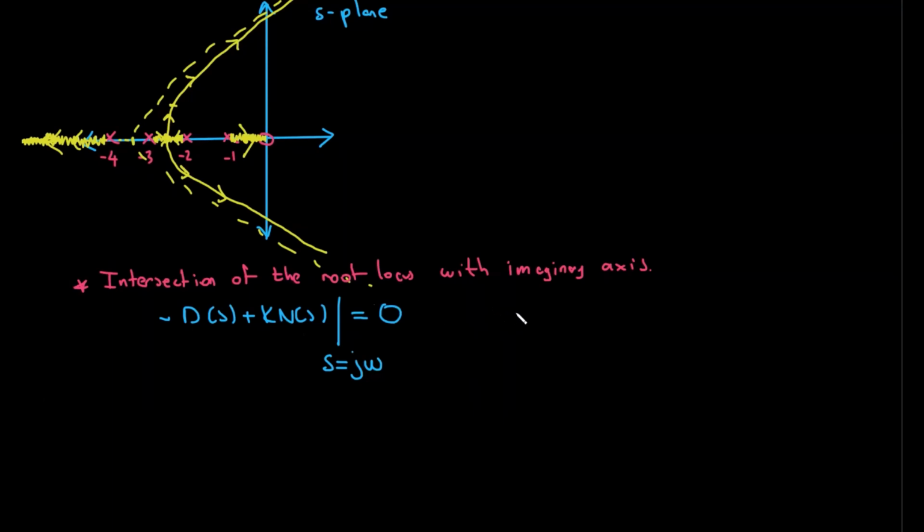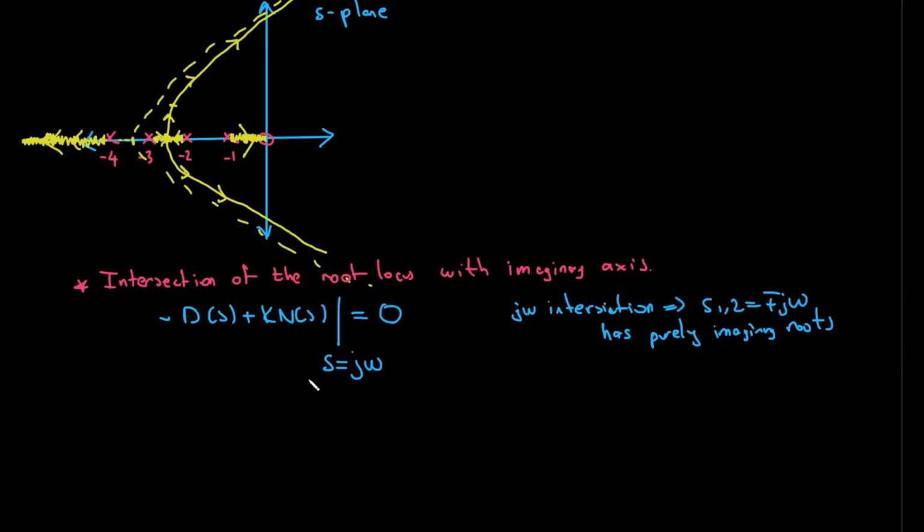So when we have the j omega axis intersection, I will have two roots, s1 and s2, equal to plus and minus j omega. I will have purely imaginary roots in that sense. Here I don't know omega and I don't know K, but I do have one equation. So how am I going to solve that? Any suggestions?